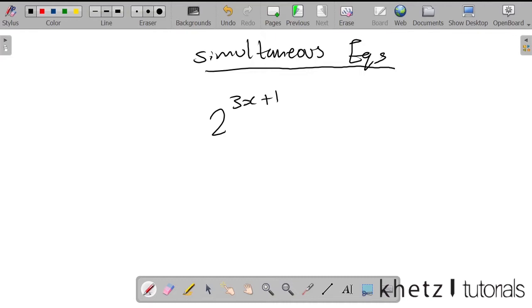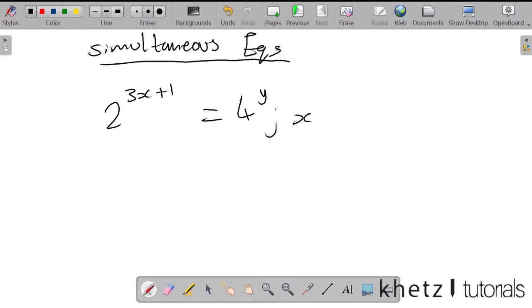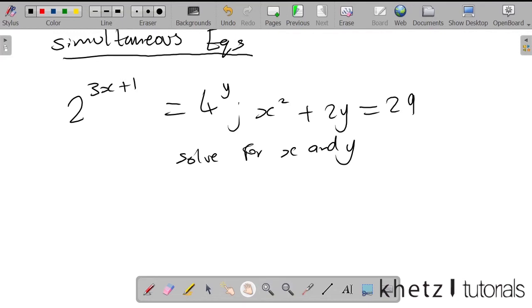Let's say you're given 2 to the power 3x plus 1 is equal to 4y, and you're also given x squared plus 2y is equal to 29. And you're asked to solve for x and y. So simultaneous equations can come in any form, but basically you are solving for two variables at once, and that is what the term simultaneous means, doing two or more things at once.